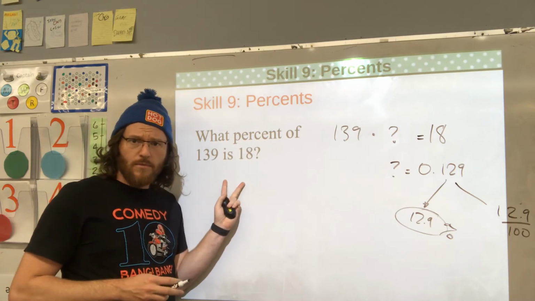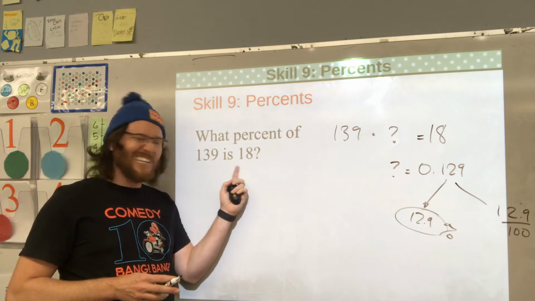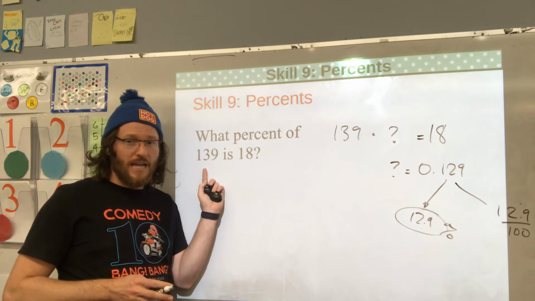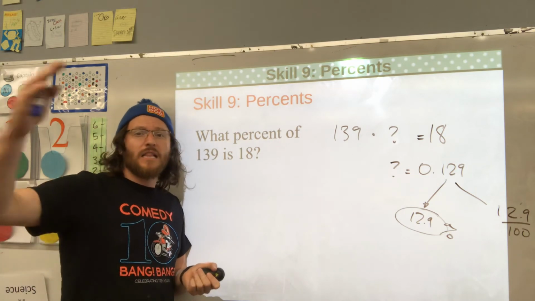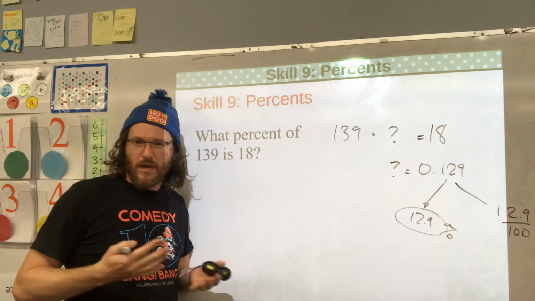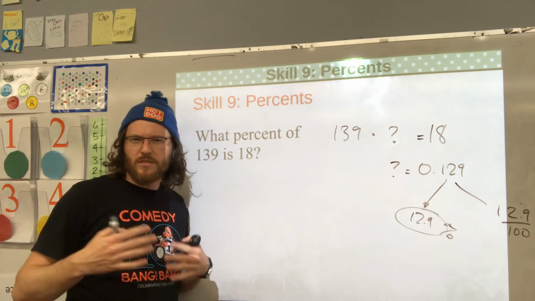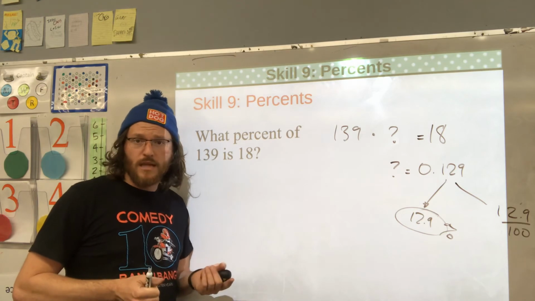And again, this problem would really help you out if you thought through what answer would make sense here, right? 18 is a lot smaller than 139, so we would expect an answer less than 50%, less than 25%, but bigger than like 0.5% or 1% or 2%, right? It's a number somewhere in that range. So 12.9 makes a lot of sense here.